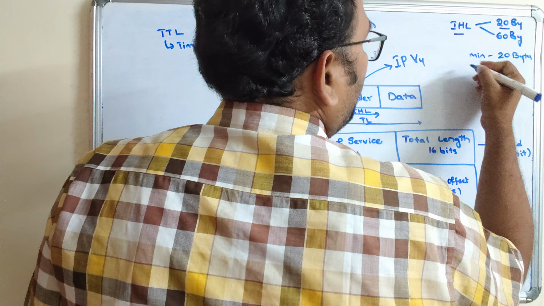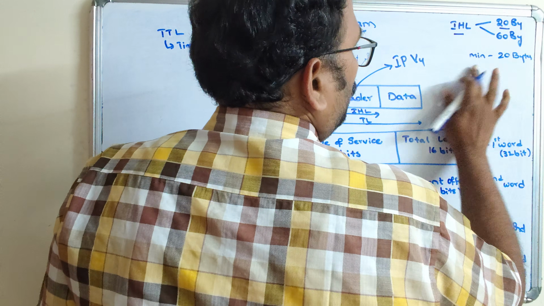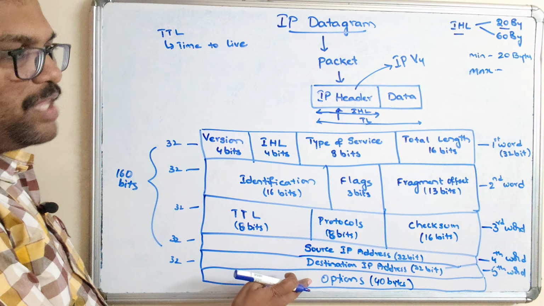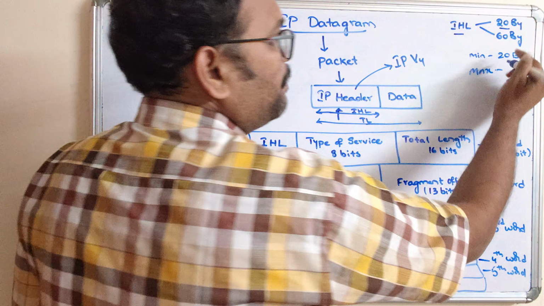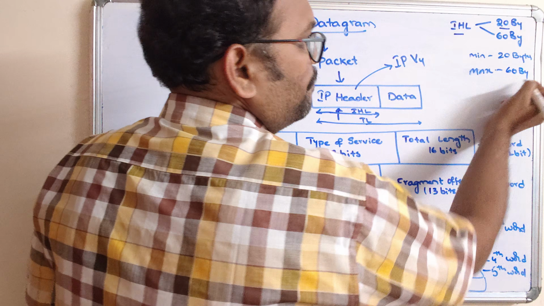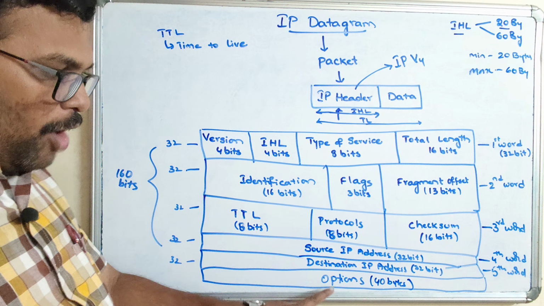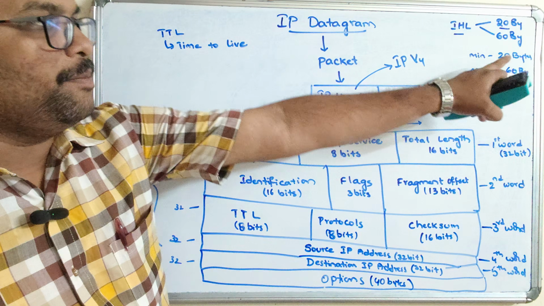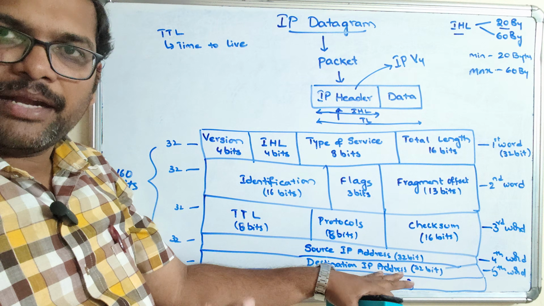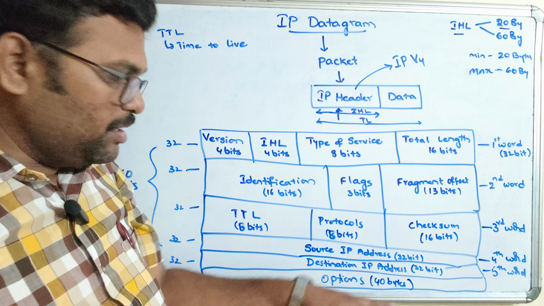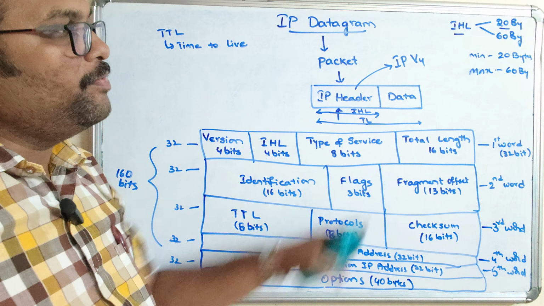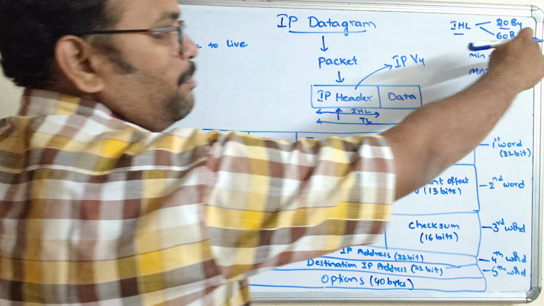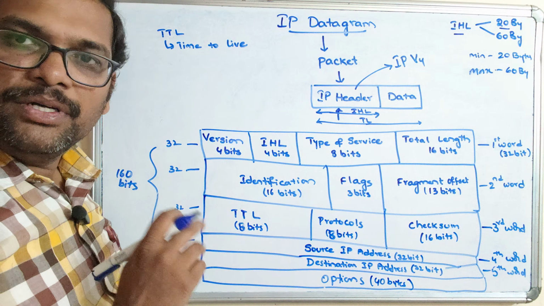And next, what is the maximum? If options are also there, obviously it will be 40 bytes. 40 plus 20 will be 60 bytes. Hope you understood. The options are optional, so apart from this, it is 20 bytes, which is mandatory for every IP packet. If you include these options, obviously the maximum size is 60 bytes. That's why the header length will be a minimum of 20 and a maximum of 60.